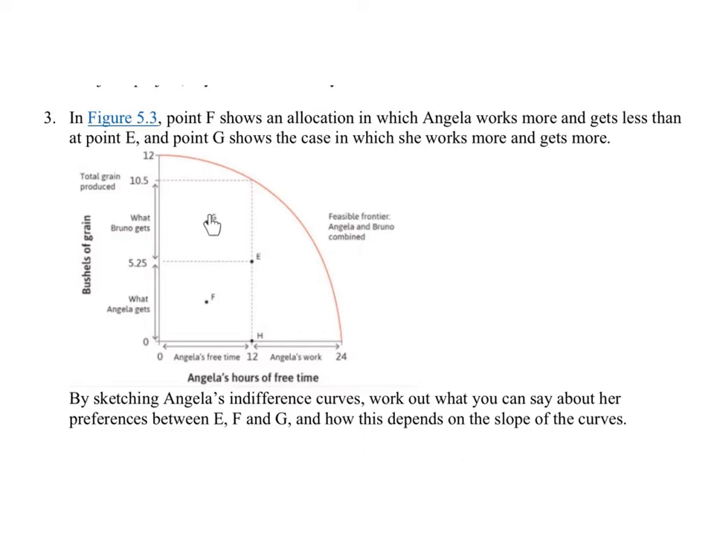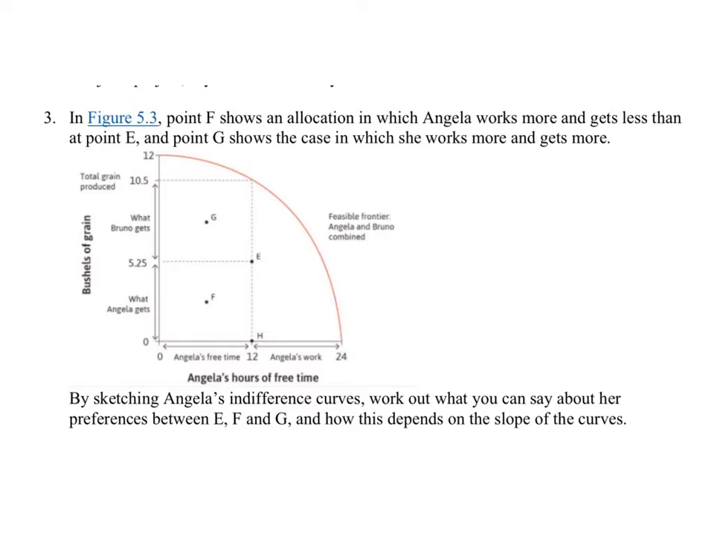However, it's a little bit ambiguous whether she prefers G or E. It sort of depends on what kind of person she is. So by sketching Angela's indifference curves, work out what you can say about her preferences between E, F, and G, and how this depends on the slope of the curves. So let's do that part. That's a little more interesting than the other part.